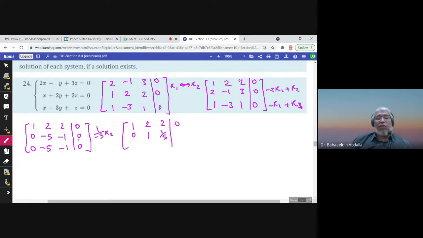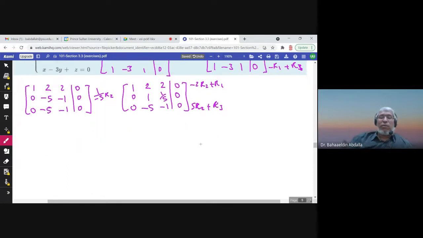Negative 1 over negative 5 is 1 over 5. And now use this one to make these two numbers zeros. So negative 2 R2 plus R1 and 5 R2 plus R3.